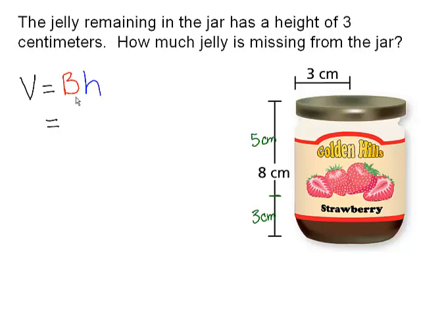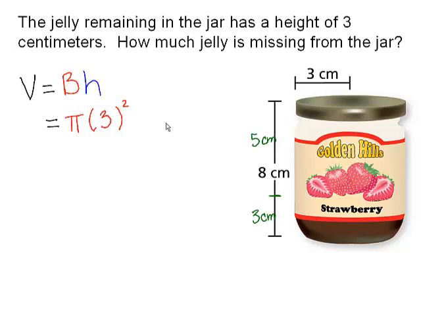First, we'll start with the area of the base. The base is a circle. So to find the area, we need the formula for the area of a circle. That is pi times the radius squared. And what is the radius? We have 3 centimeters as our radius, so we substitute that in. Now we have pi times 3 squared is the area of the base B.